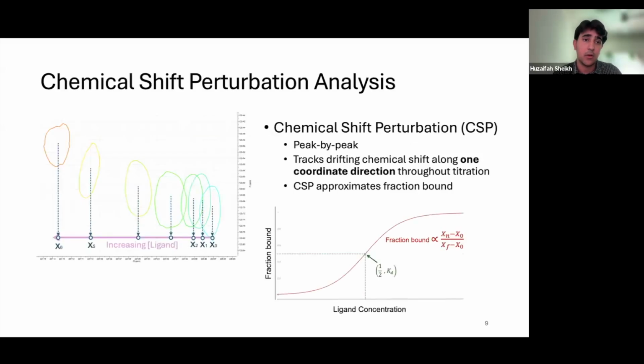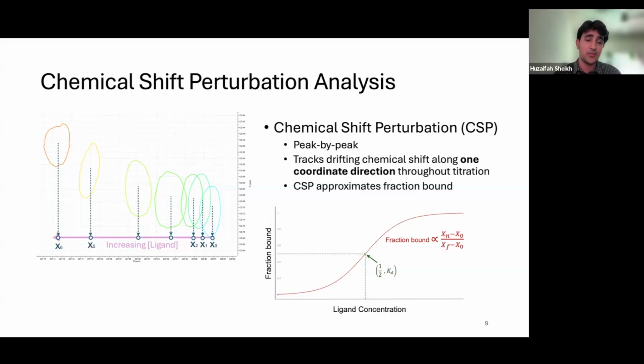So this is more detail about chemical shift perturbation analysis. As you can see, we have our 10-point titration, and we analyze it peak by peak, and it tracks the drifting chemical shift along one coordinate direction throughout the titration. It approximates fraction bound. So as you can see here, we can calculate our KD from this chemical shift perturbation, our approximate IC50 in a way. So we can determine that data from our chemical shift perturbation analysis.